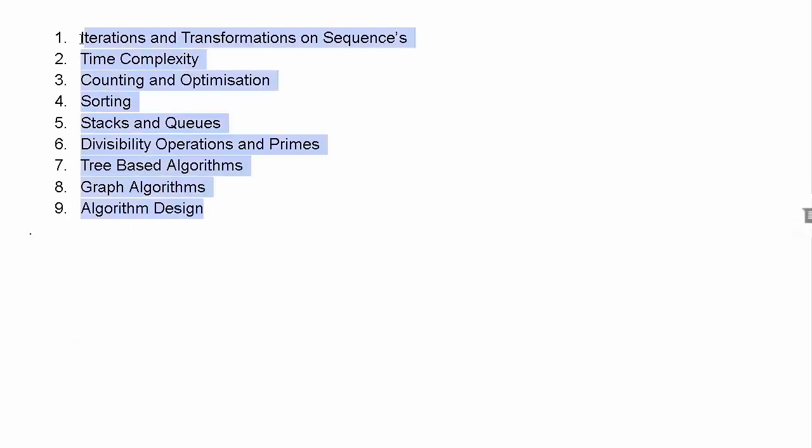The course is broken down into 9 sections. When we look at stacks and queues, this is the sort of work that supports compiler theory. When we look at divisibility operations and primes, this is the sort of work that supports cryptography. Then we look at tree-based algorithms and graph algorithms. These are the algorithms that support searching graph databases, for instance.